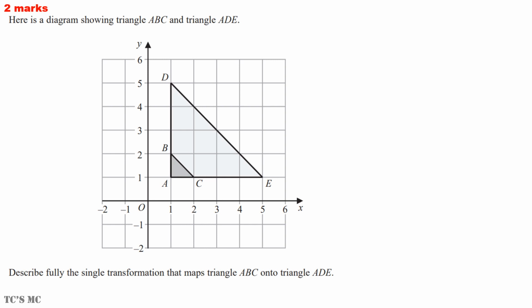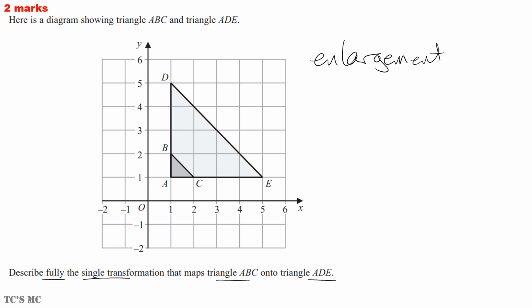Here is a diagram showing triangle ABC and triangle ADE. Describe fully the single transformation that maps triangle ABC onto triangle ADE. We can see that triangle ABC has gone bigger and become ADE. That means it's an enlargement.